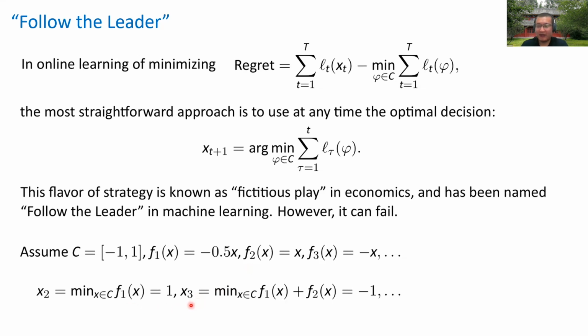And for x3, if you make a prediction based on what you have seen, f1 plus f2 is positive 0.5x. You want to make the value minimal, so you choose x to be -1. But unfortunately, you again made a very bad prediction, because the summation of f1 plus f2 plus f3 becomes -0.5x, and the minimum value takes place at x equals positive 1.